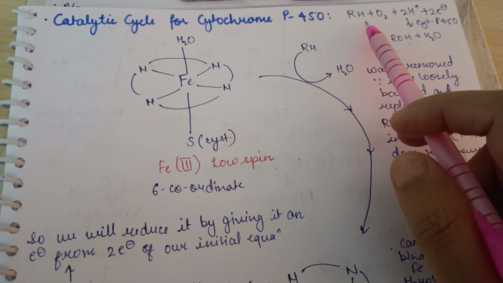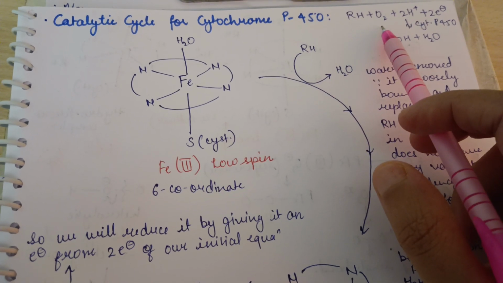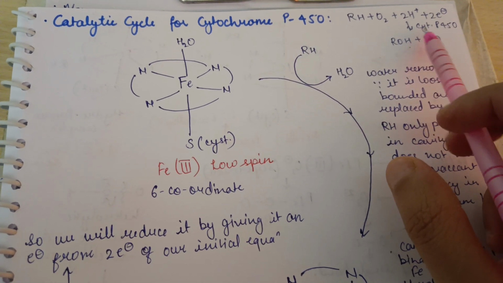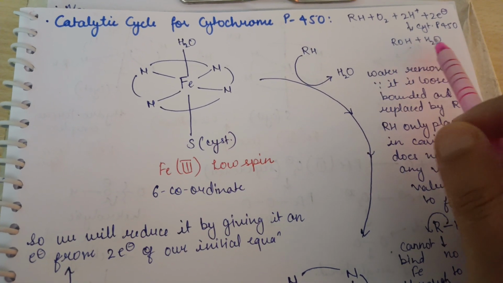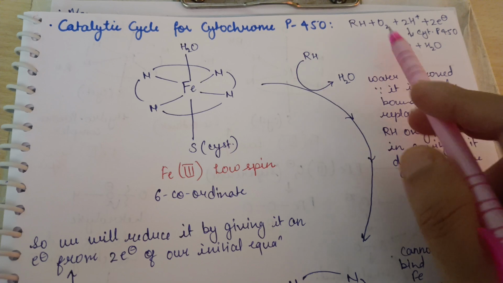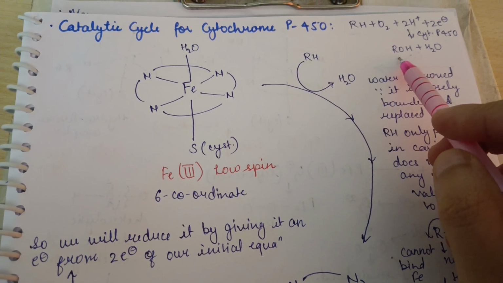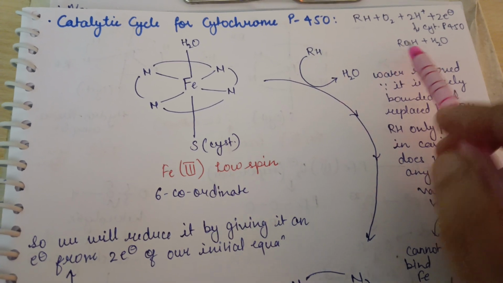For example, this is our RH substrate. This is oxygen plus 2H+ plus 2 electrons, which in the presence of Cytochrome P450 gives ROH plus water. So here Cytochrome P450 plays the role: here RH was there and here we can see ROH. So it has incorporated one oxygen atom into the substrate.